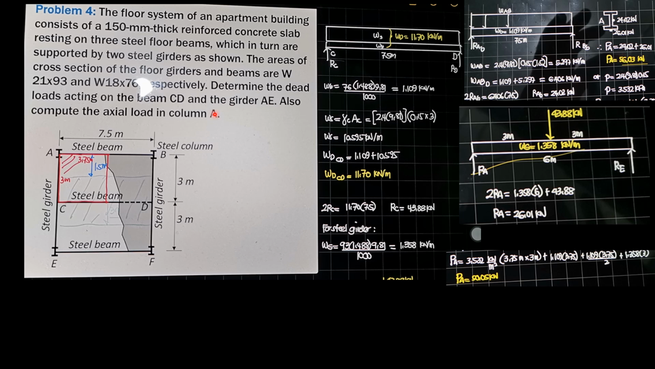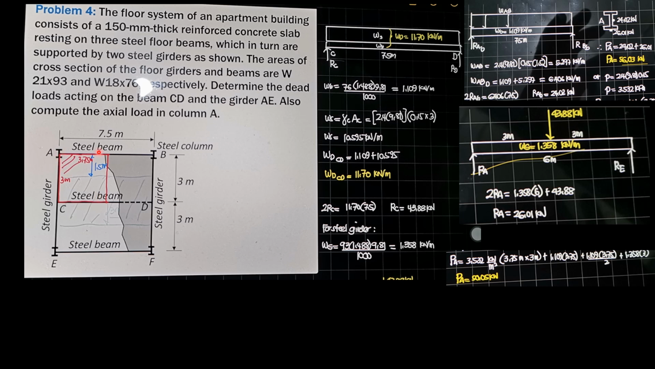So the transmitted axial load on column A would now be 24.02 here plus 26.01, so 56.03 kilonewtons. Then for the other solution based on tributary area, the red boundaries would be the tributary area for that column A.